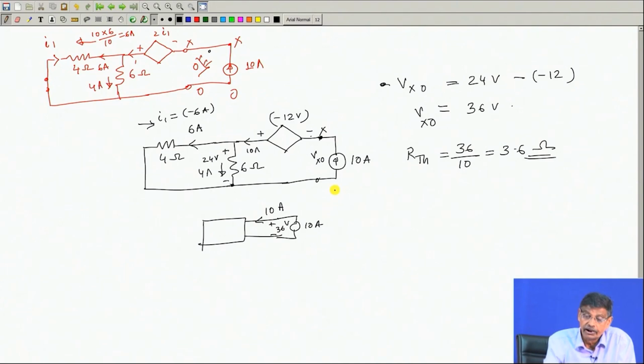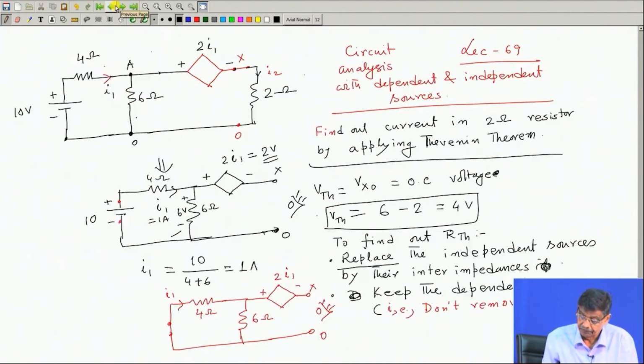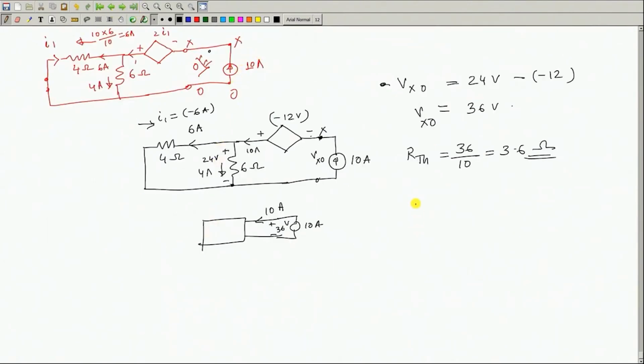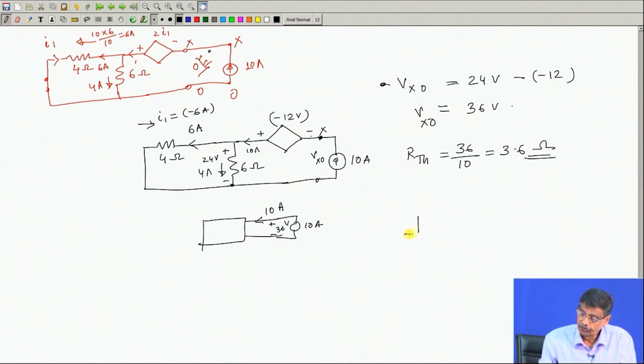Therefore, between the points x and y, we have found out earlier the value of V Thevenin's to be 4 volt, plus 4 volt it came. So, this whole network will then be a 4 volt source and an impedance of 3.6 ohm, and then your terminals X and O.